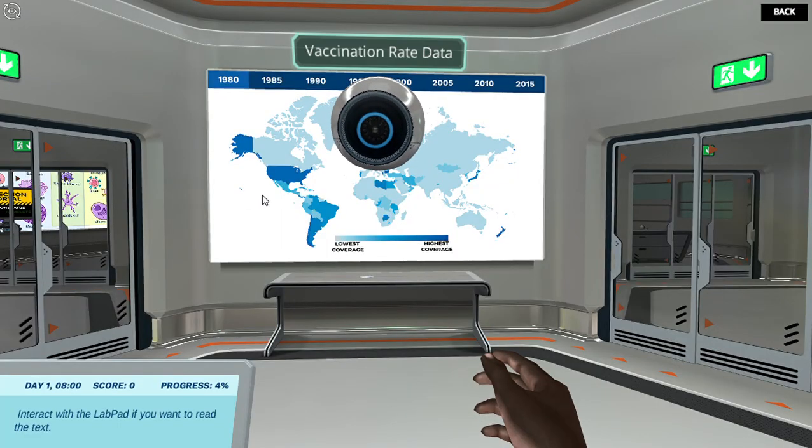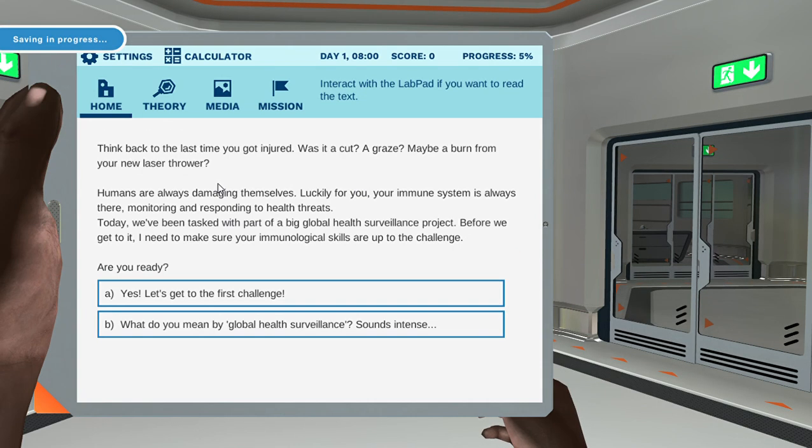Let's get to it. Think back to the last time you got injured. Was it a cut, a graze, maybe a burn from your new laser thrower? Humans are always damaging themselves. Luckily for you, your immune system is always there, monitoring and responding to health threats. Today, we've been tasked with part of a big global health surveillance project. Before we get to it, I need to make sure your immunological skills are up to the challenge.